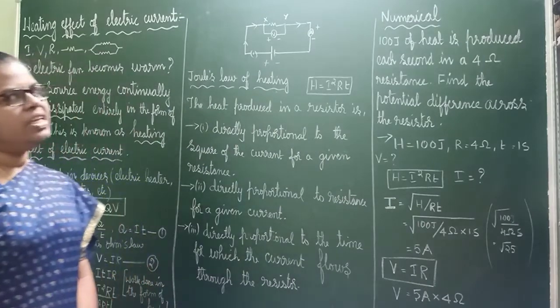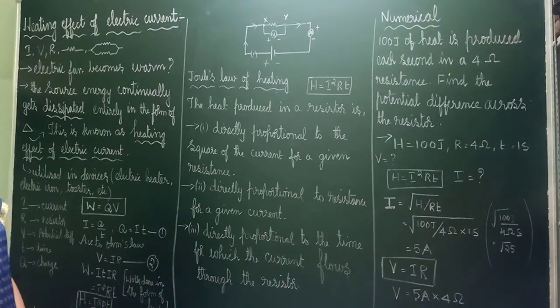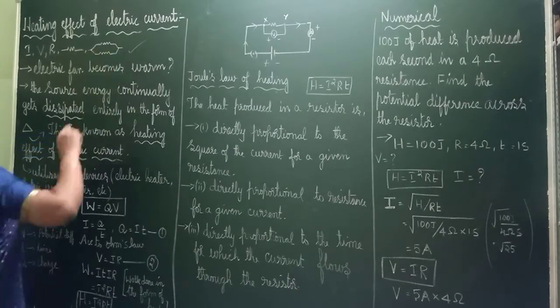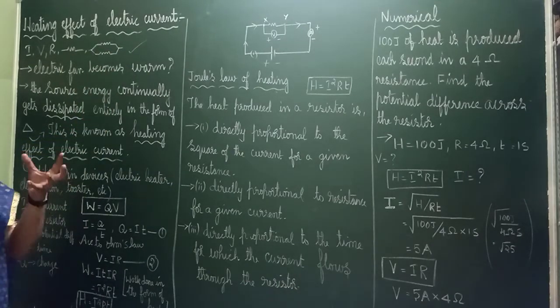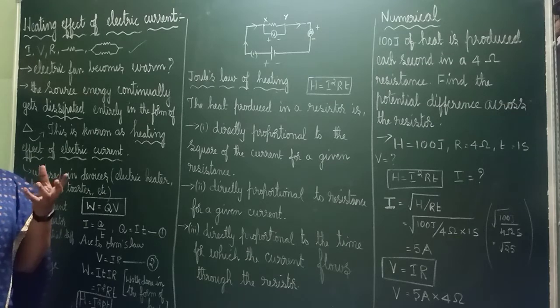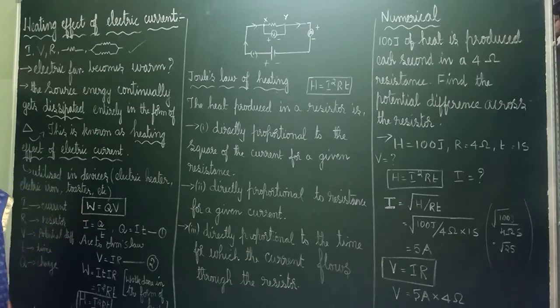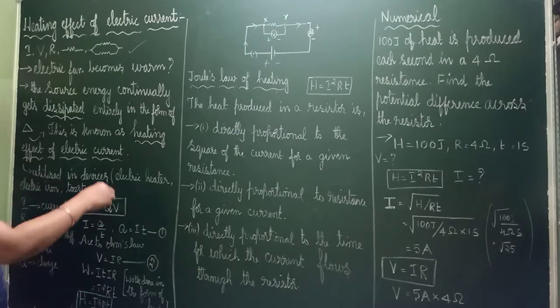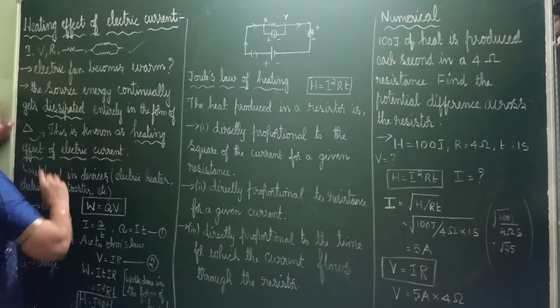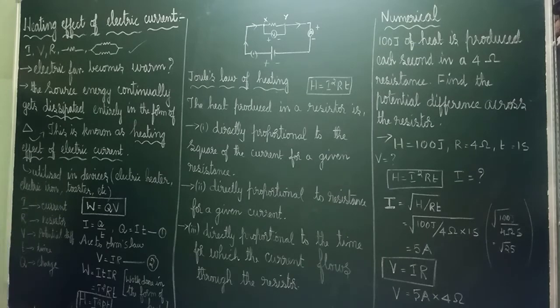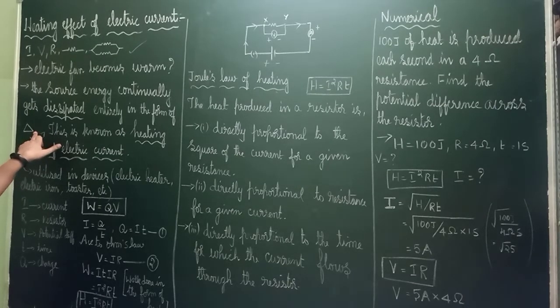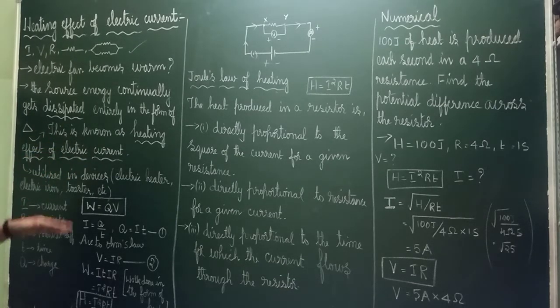Okay. So, heating effect of electric current. We have studied all the other things in detail. So when you are using an electric fan, or something, when there is a source of current, automatically it gets heated. It is continuously dissipated. What is dissipated? The energy, the heat energy which is produced in the form of heat. This is known as the heating effect of electric current.